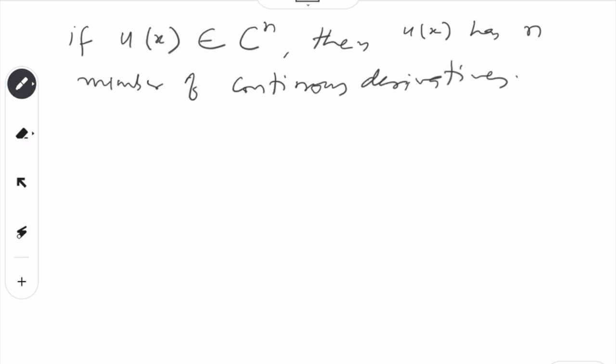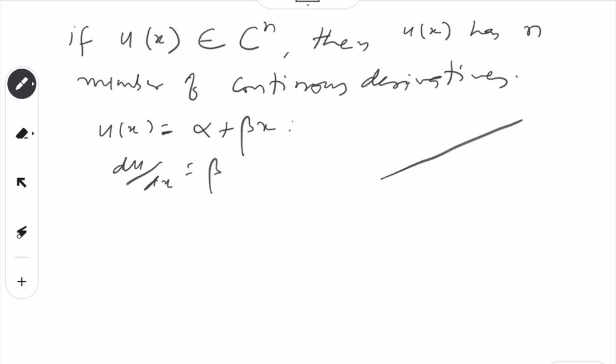Okay. So, for example, let us say you have ux equal to alpha plus beta x. You know that you can differentiate it once, right. So, this can be differentiated. You can take du over dx, it will be beta. But we have to see within what domain you are talking about.